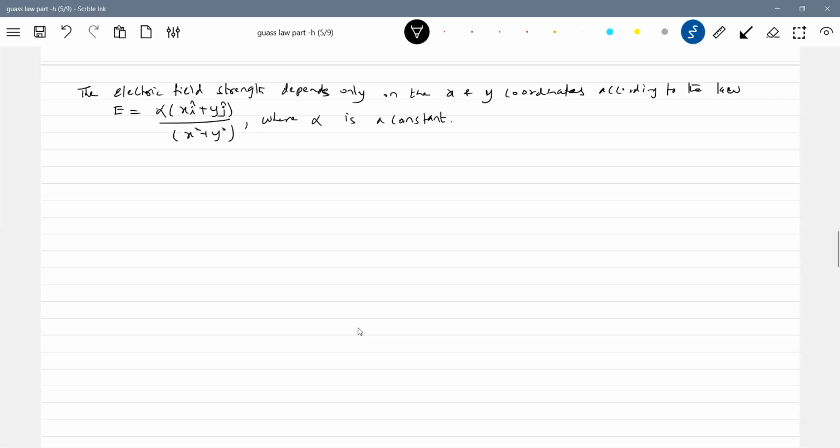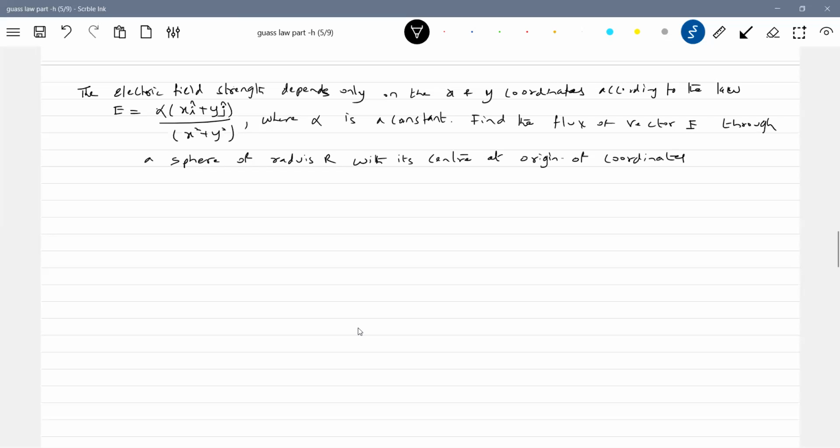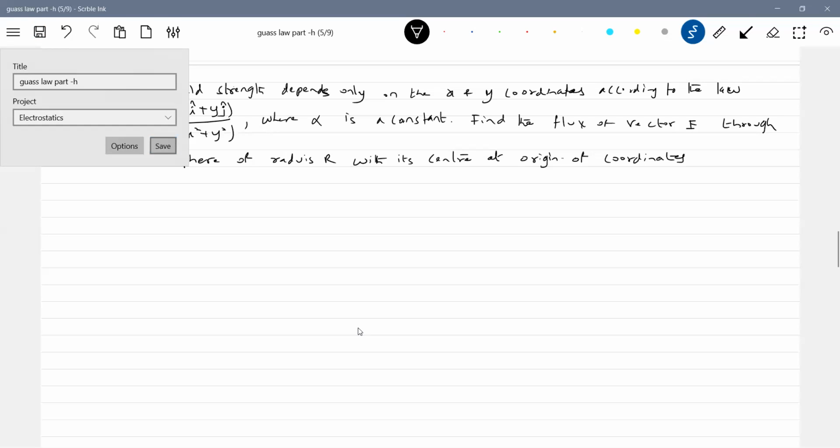Here i cap and j cap are unit vectors, already we know it. Find the flux of vector E bar through a sphere of radius r with its center at the origin of coordinates.